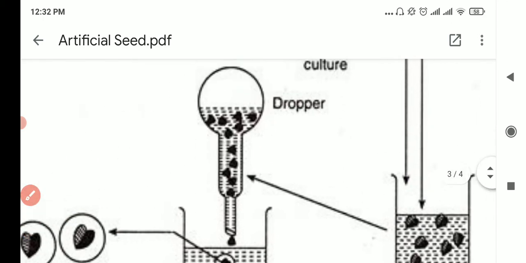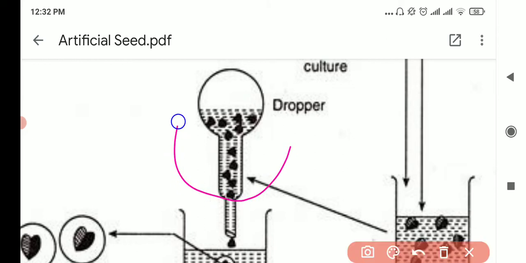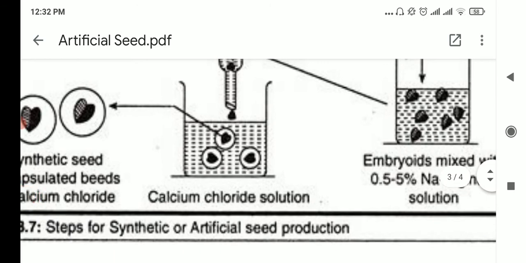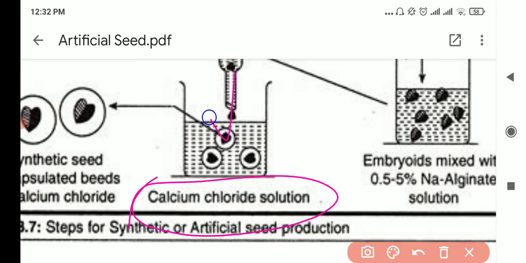Then that dropper which has sodium alginate and the embryo, you drop them one by one into a calcium chloride solution. Can you see here? Within 1 minute, in a snap, as soon as the sodium alginate and the embryo fall into the calcium chloride solution, immediately a capsule will form, because the sodium alginate and calcium chloride interact with each other.